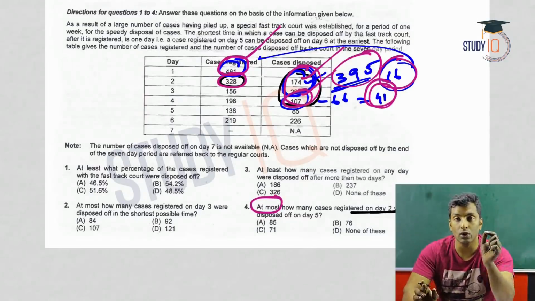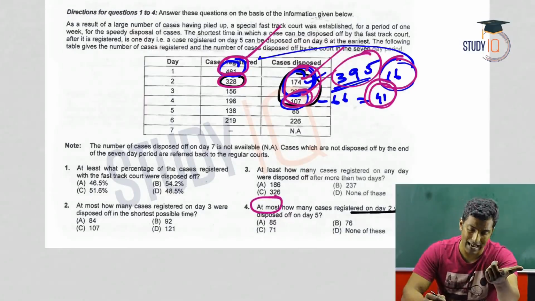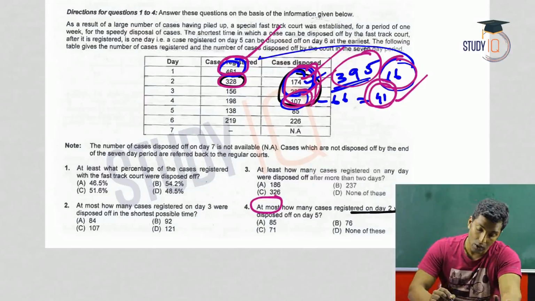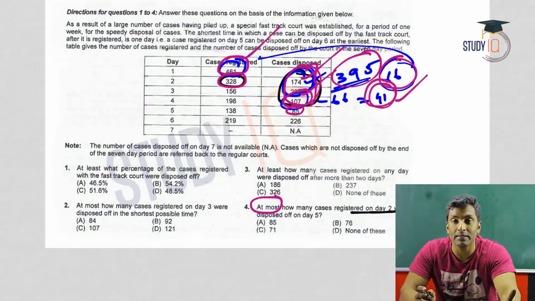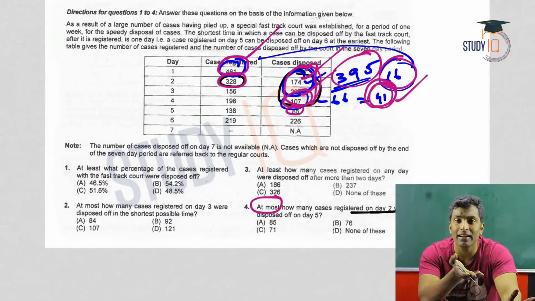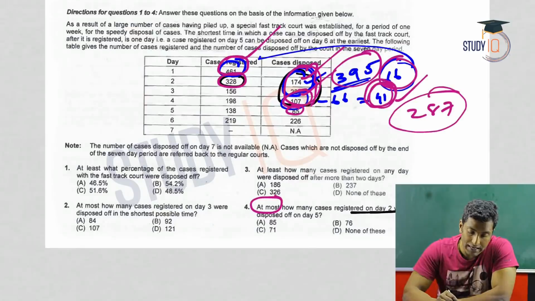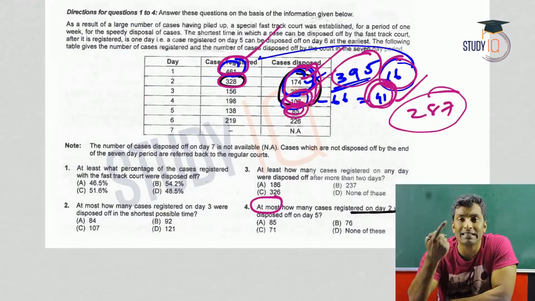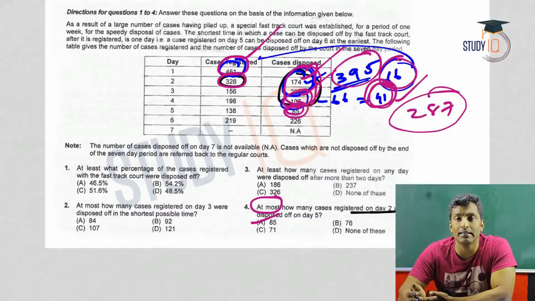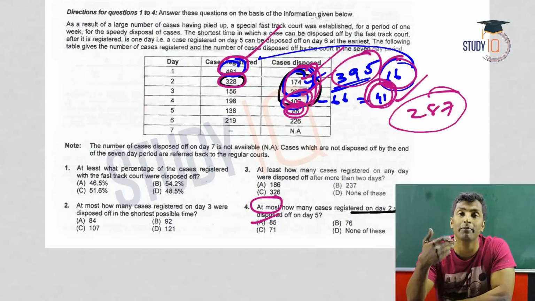So out of 328 cases registered on day 2, maximum cases which can be resolved till this time is 41. Now on day 5, if you maximize, how many cases were left out? Once you remove this 41 from 328, there will be 287 cases left out. So 85 cases resolved on day 5. The maximum can be 85 itself. We can say that all the cases resolved on day 5 are from day 2 only. We can take that, because we need to maximize.